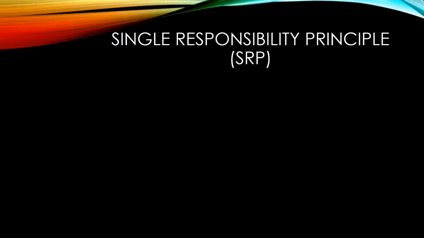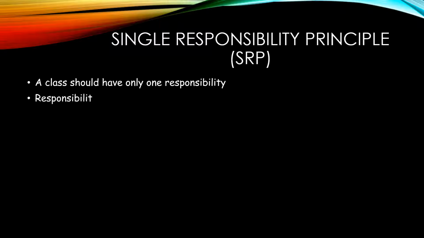Single responsibility principle states that a class should have one responsibility. Does it mean that a class should have only one method? Of course not. Responsibility does not equal method. Let us look at an example.